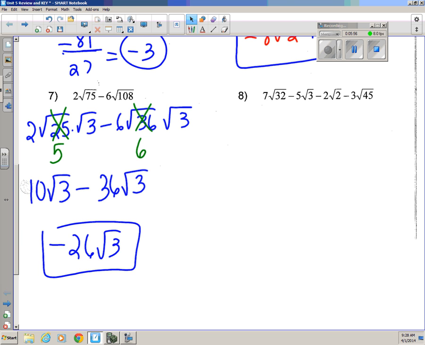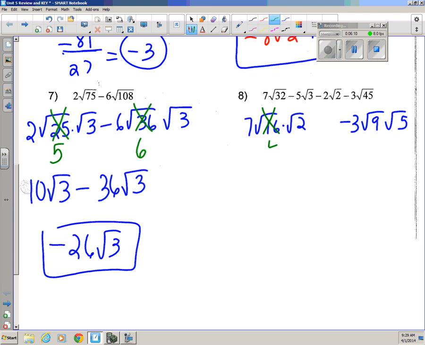Let's see here. Root 32 I can do something with: 7 root 16 root 2. And then 3 rad 45 I can do something with: 3 rad 9 rad 5. I haven't written the other stuff down yet because I'm not ready to use it yet. So now I'm going to write this stuff down.